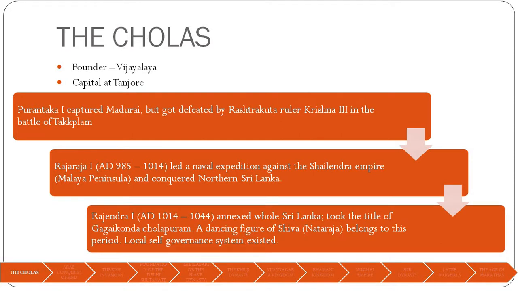Then came Rajendra I, which was from AD 1014 to 1044. He annexed whole Sri Lanka, took the title of Gangaikonda, and founded Gangaikonda Cholapuram. A dancing figure of Shiva, that is Nataraja, belongs to this period. In this period, the local self-governance system existed.